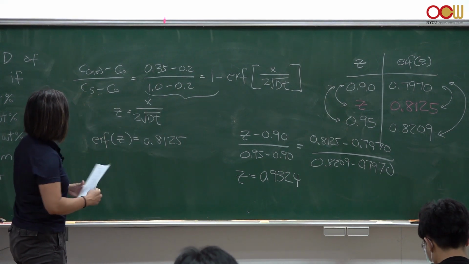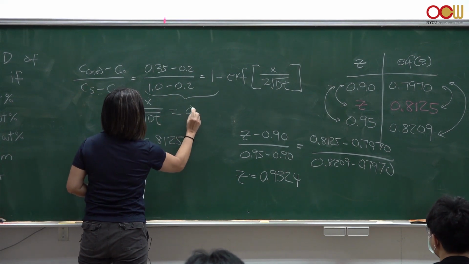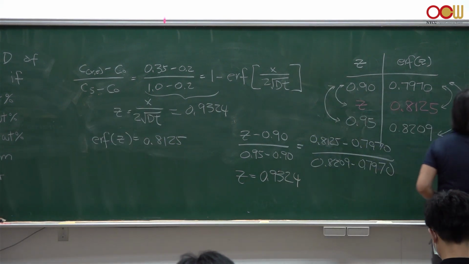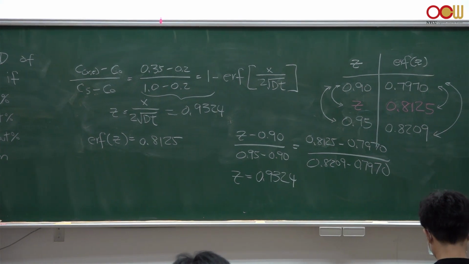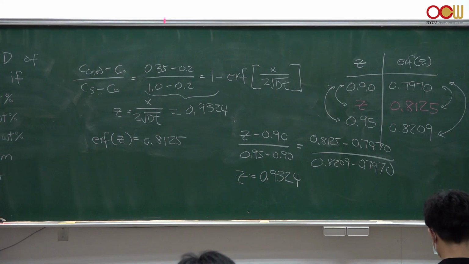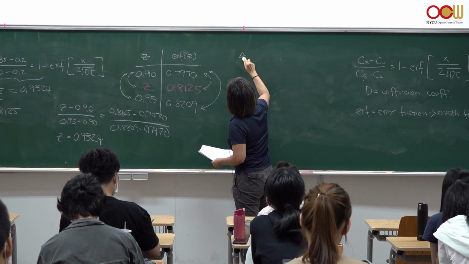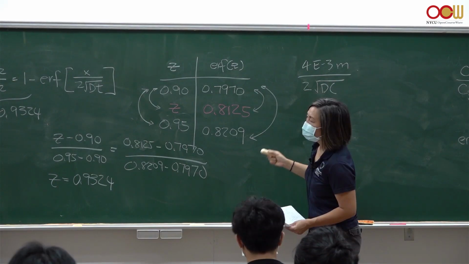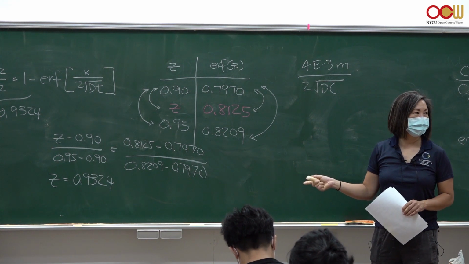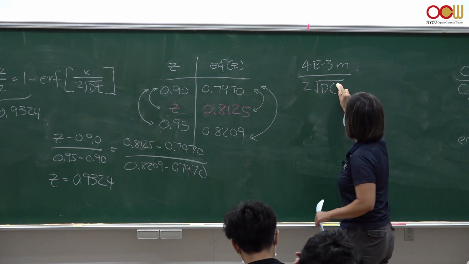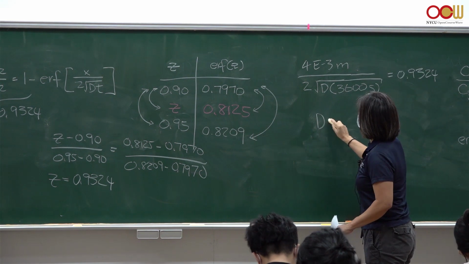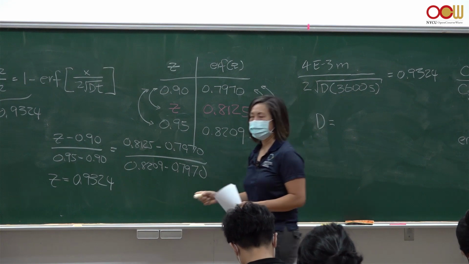So now we know this equals 0.9324. So we calculate for D, because that's what we're looking for. So x is 4 times 10 to the... D is usually represented in meters squared per second, so I'm going to convert my time into seconds. So 1 hour is 3,600 seconds. So please calculate for D.